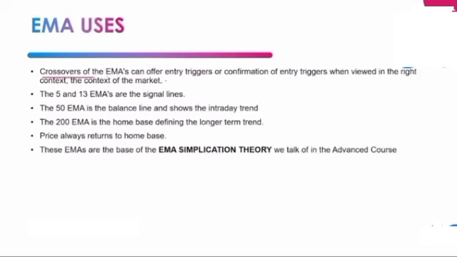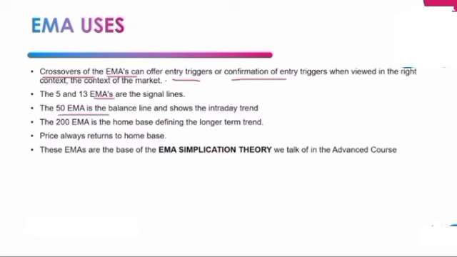The crossovers of the EMAs can offer entry triggers or confirmation of entry triggers when viewed in the right context. Why do we keep on saying the right context? EMAs are there over and over again, but you need to know the market context, the market maker context actually, to be on the right side of the trades. So the 5 and 13 EMAs are the signal lines.